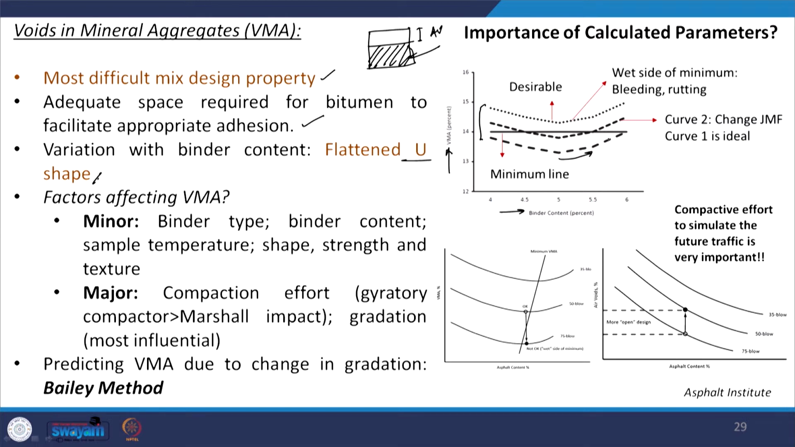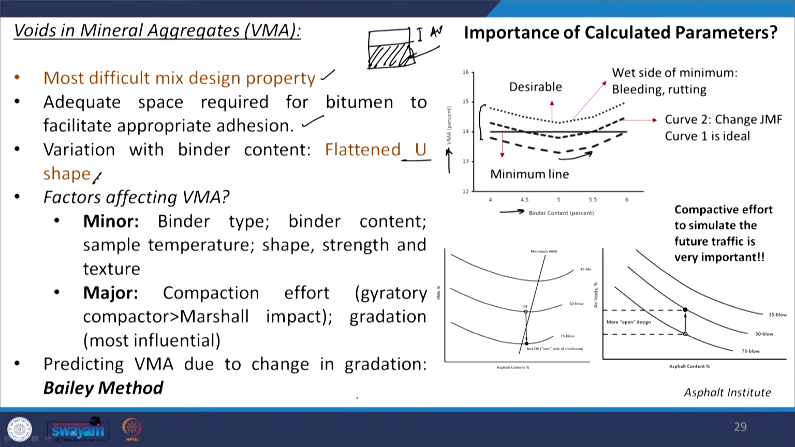So, therefore, beyond a particular binder content, the VMA curve increases, but you see this is a flattened U shape. Flattened U shape means that VMA is not very sensitive to the change in binder content. So, though binder content is affecting VMA, it is not highly sensitive.